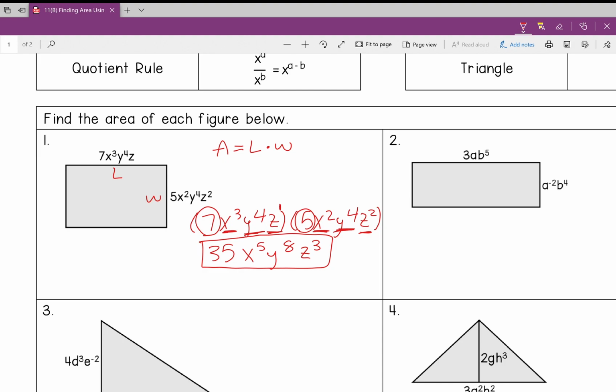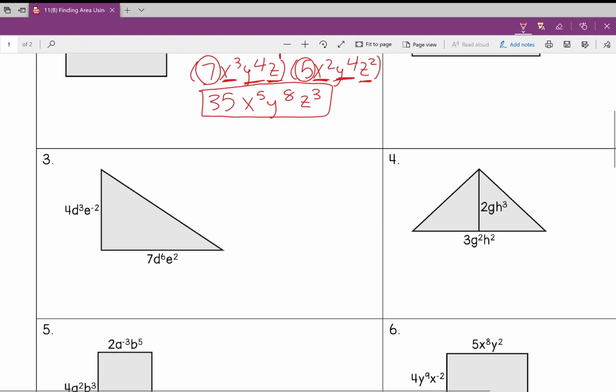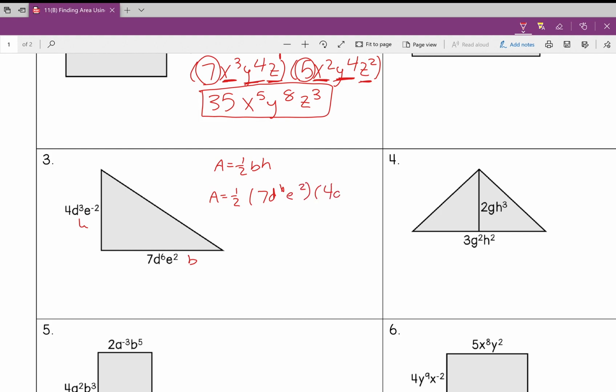Okay, remember I'm doing the odds, so let's look at number 3. Number 3 is, again, we're finding the area, but this time we're finding the area of a triangle. Remember, the area of a triangle is area equals 1/2 base times height. So I have area is equal to 1/2 base, which is 7d to the 6th power, e to the 2nd power, and 4d to the 3rd power, e to the negative 2nd power. So then we're multiplying, so we're going to add the exponents.